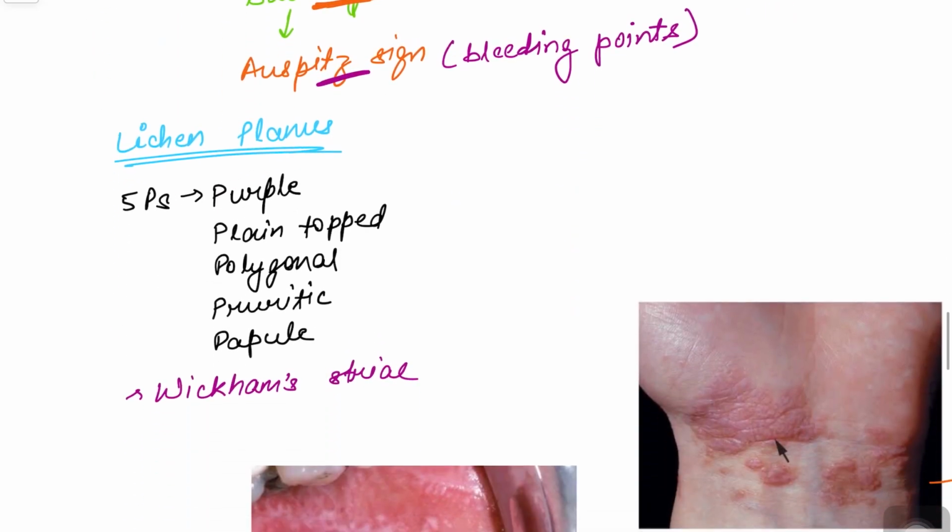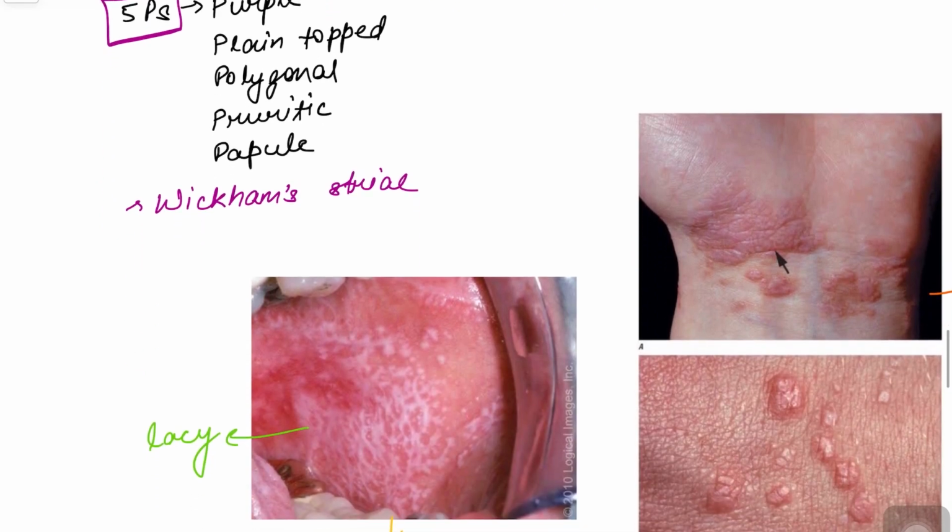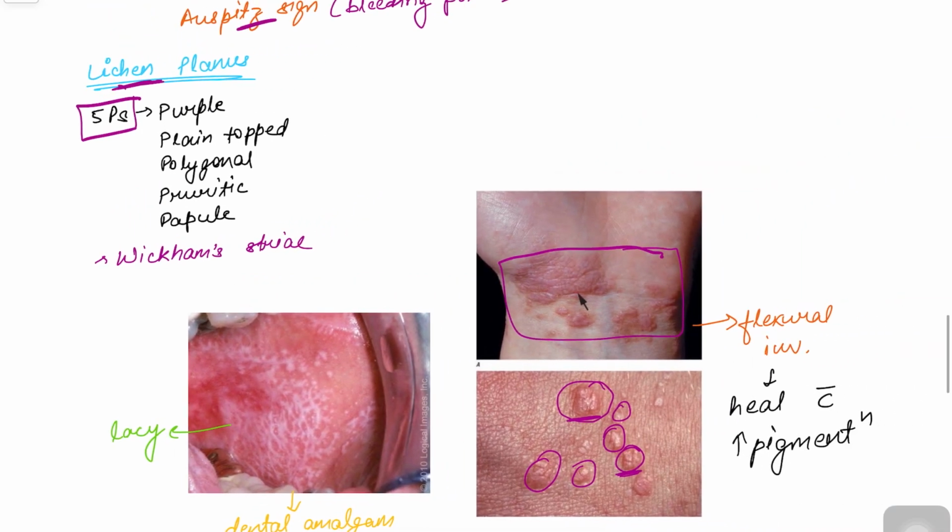Then coming on to lichen planus, most important thing you have to remember is the 5 P's which are present in a lichen planus lesion. You can see in this, the lesions are purple, plain topped, polygonal, pruritic, and they are papules. Also, above the surface of these lesions, a shiny membrane is present, which is known as Wickham's striae. Just by this picture, please remember that there is predominantly a flexural involvement in these lesions. Also, these lesions heal with hyperpigmentation.